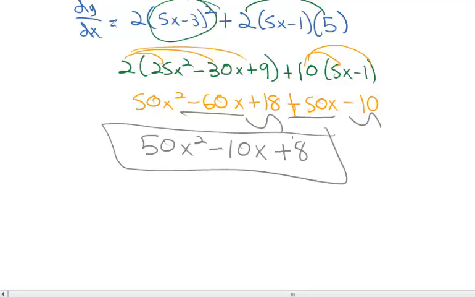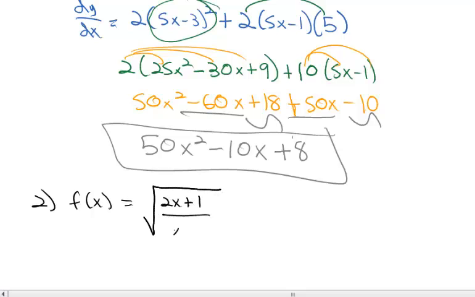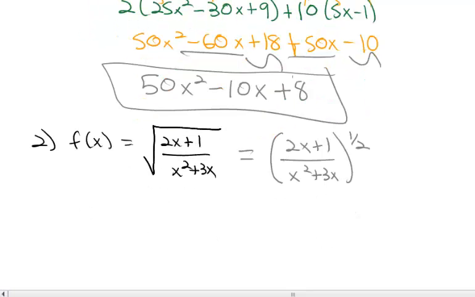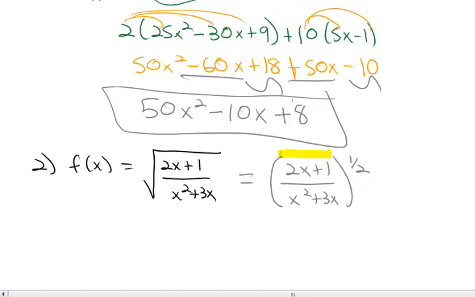Let's try another example. How about we do one that's going to involve the quotient rule and the chain rule. Let's say f of x is equal to the square root of (2x plus 1) over (x squared plus 3x). Now remember, square root, whenever you see that, you should be thinking 1/2 power. (2x plus 1) over (x squared plus 3x) to the 1/2 power, because that's going to be easier to take the derivative of. And again, you'll notice here, we've got some guts to a 1/2 power. But what you might notice is inside those guts, we've got a quotient. We've got a top divided by a bottom.